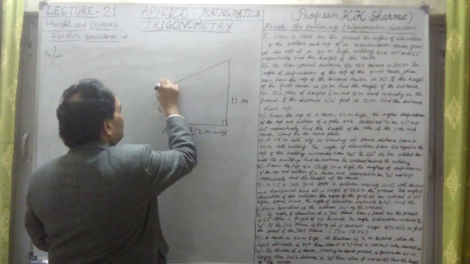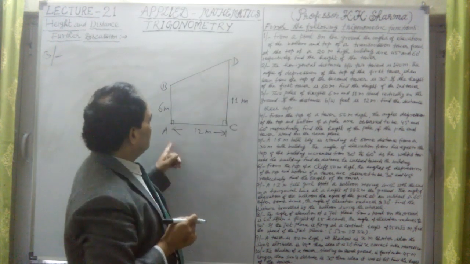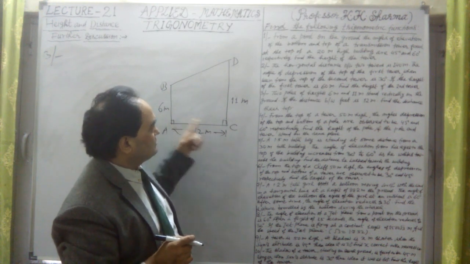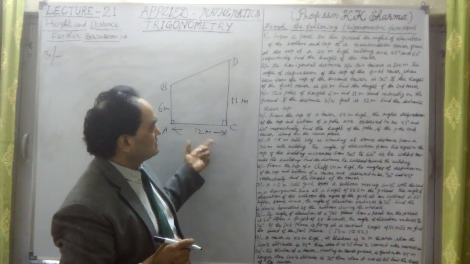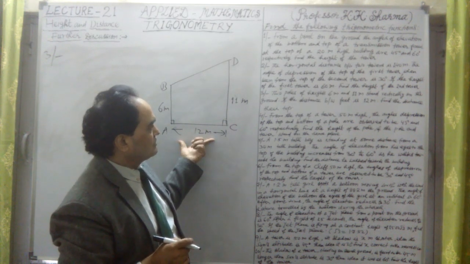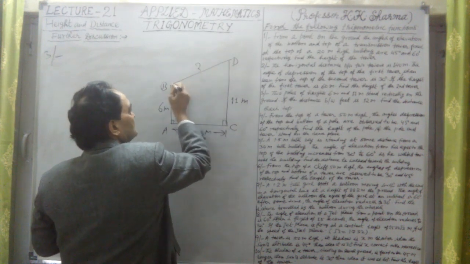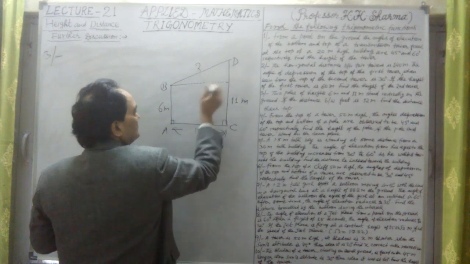Let me take AB and this is CD. The two poles are AB and CD. Their heights are 6 meter and 11 meter. They stand vertically on the ground, and the distance between their feet is 12 meter. And the distance between their tops is to be calculated. Let me draw this perpendicular.